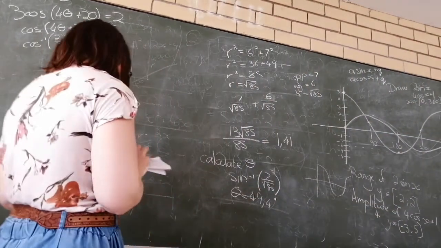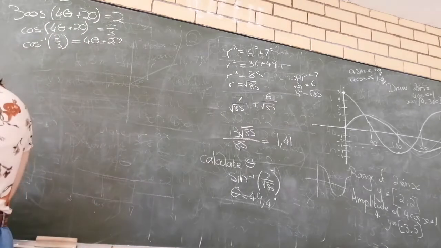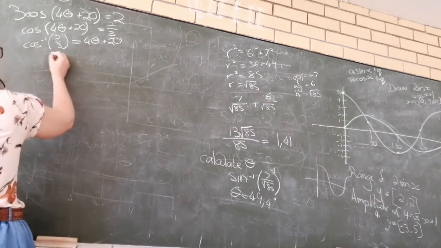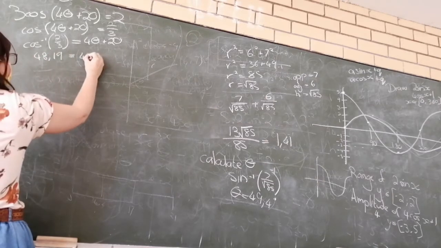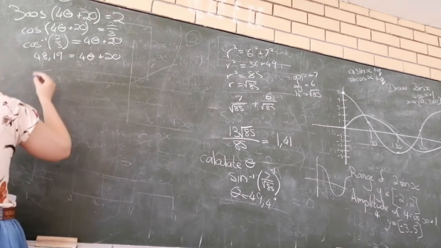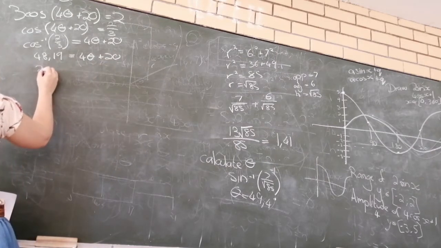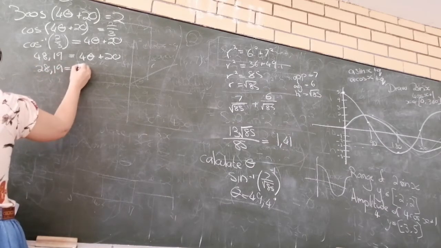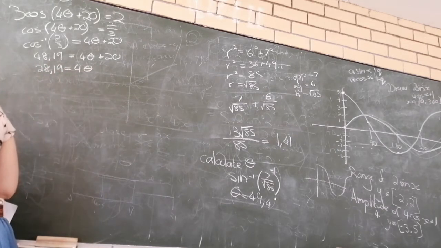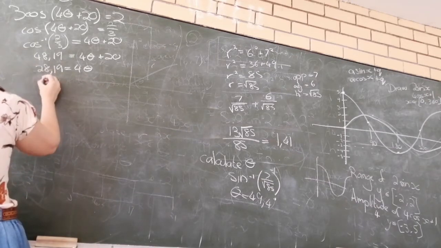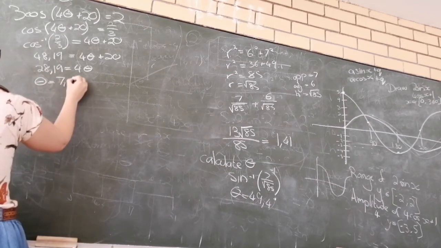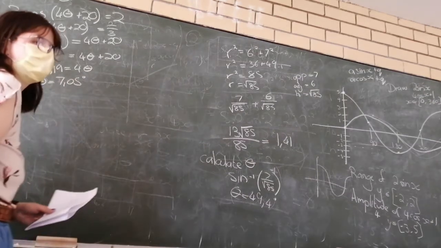Now my next step is cos minus 1 of 2 over 3, which gives me 48,19. So 48,19 is equal to 4 theta plus 20. Take 20 over, I've got 28,19 is equal to 4 theta, divided by 4. 7,05. So theta would be 7,05 degrees. Do you guys see how I did that?